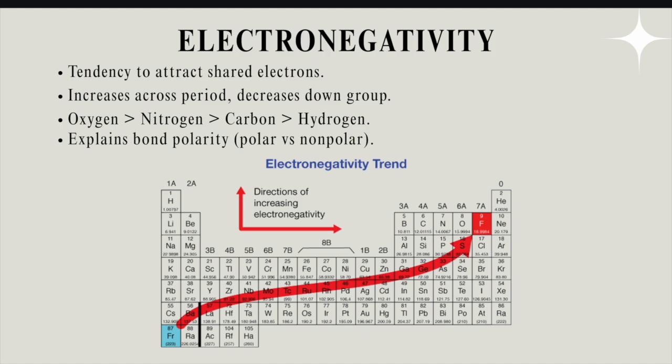So the process by which this happens is electronegativity. Electronegativity in the periodic table increases as you move across. As you can see with the red arrow, as you go from left to right, it increases. But as you go down the group, it decreases. So the most electronegative atom is fluorine. It basically helps you understand the polarity of the bond. Whether the bond is going to be polar or non-polar depends on the type of atoms that are going to interact, the difference in their electronegativity.